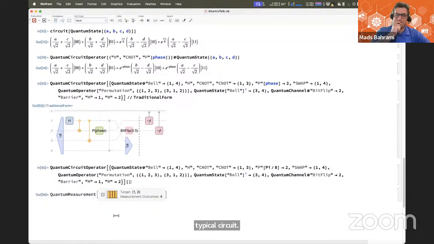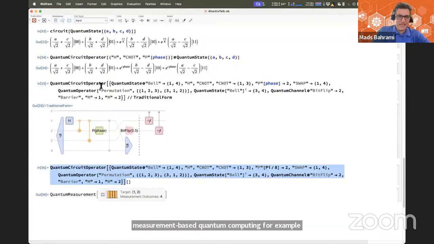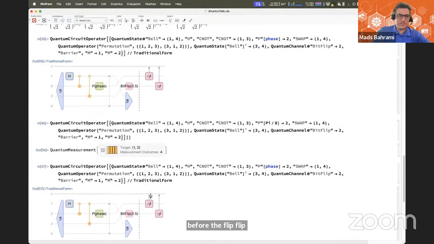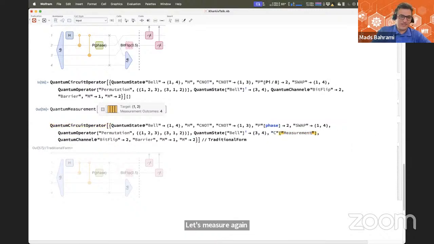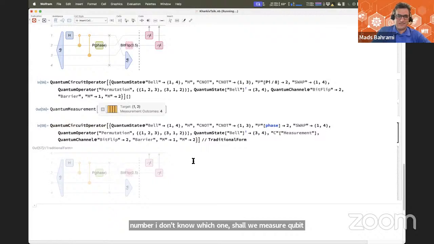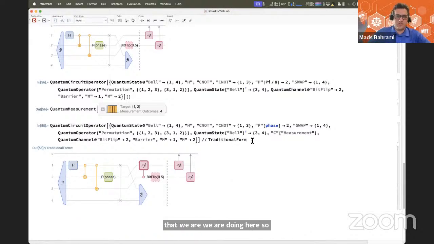Now let's see, on top of that circuit, what else we can do. Let's do a conditional measurement, the way that we do in measurement-based quantum computing. For example, before the bit flip, let's add a conditional measurement. Let's measure again, qubit number, I don't know which one. Shall we measure qubit number 2? Let's do qubit number 2. Okay, look at the operation that we are doing here. It's a typical operation that you can do, which is very common in measurement-based quantum computing.